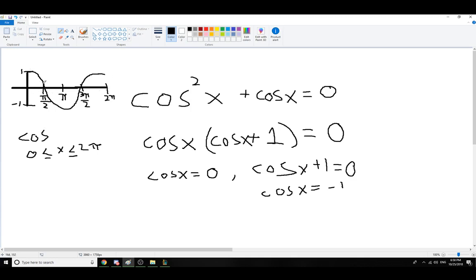You start at 0, right? So let's find out where it equals 0. So cosine x equals 0. Well, it equals 0 here, right? Because this is 0 on the y-axis, so it crosses the x-axis. So it equals 0 at pi over 2, and it also equals 0 at 3 pi over 2.